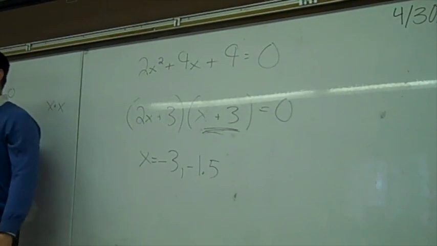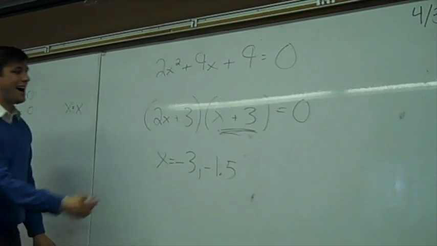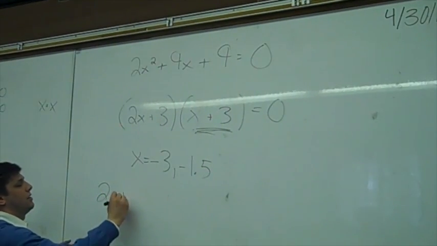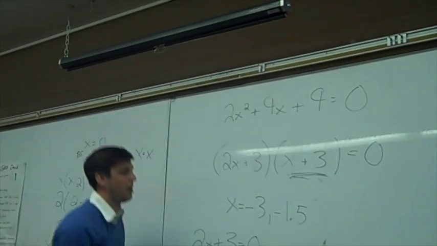And if you wanted to just make sure you're doing it right, do the math. 2x plus 3 equals 0. Solve for x, and that'll give you your negative 1.5.